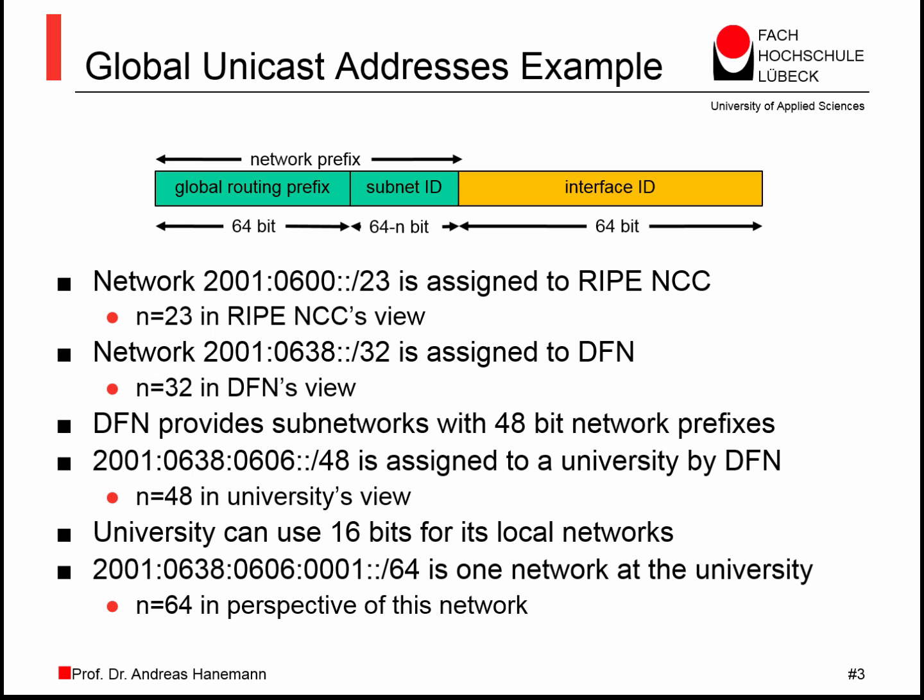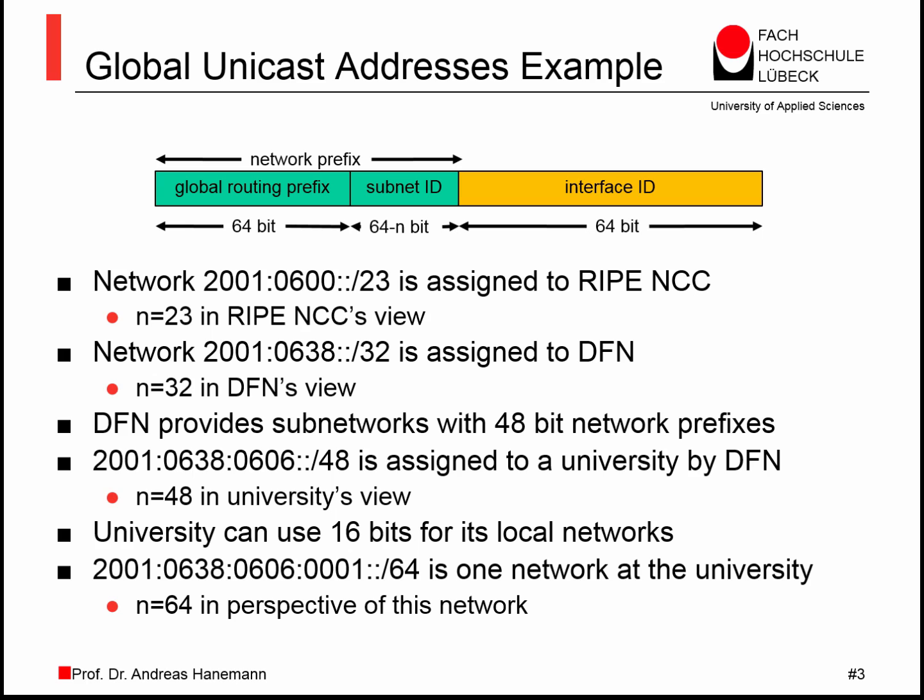RIPE NCC has received a /23 address space. It uses this address space to form address spaces for ISPs. In the example, you see the /32 address space that is assigned to the German research network. Therefore, from the perspective of DFN, the n is 32.